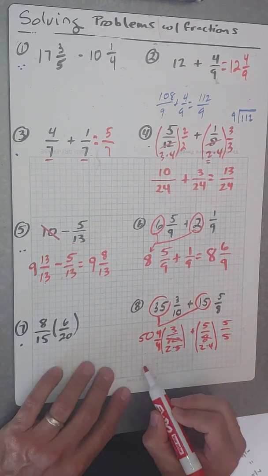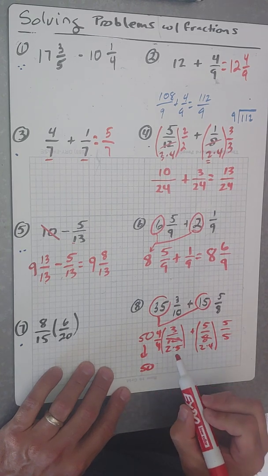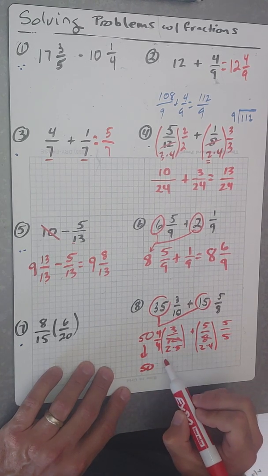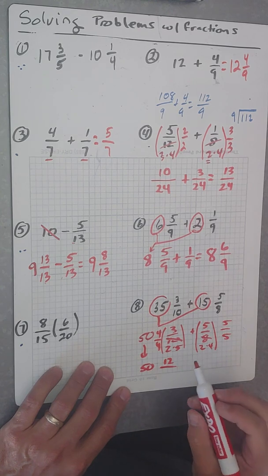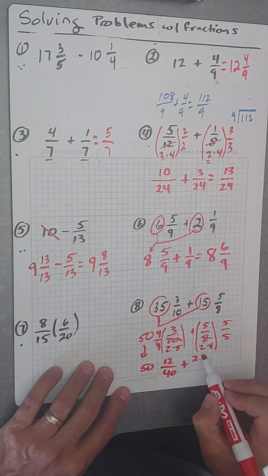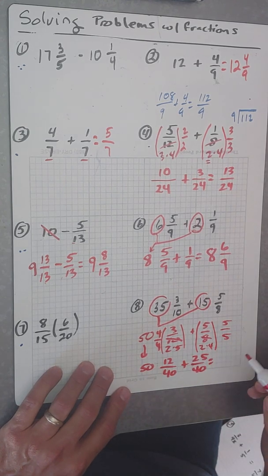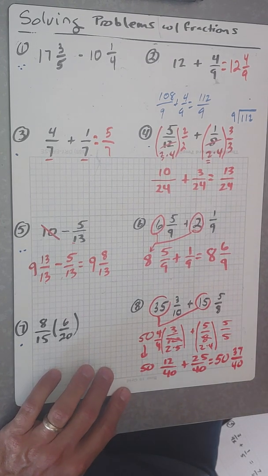So then what I'm left with is 50 still, so that keeps coming. And now I have 4 times 3, which is 12, over 40 plus 25 over 40, which now equals 50 and 37 over 40.